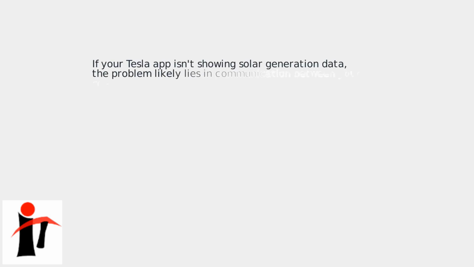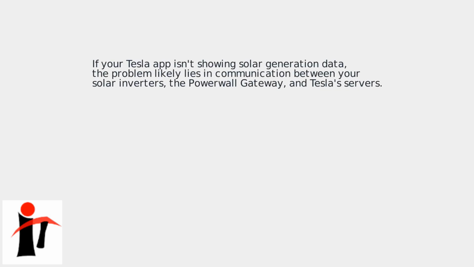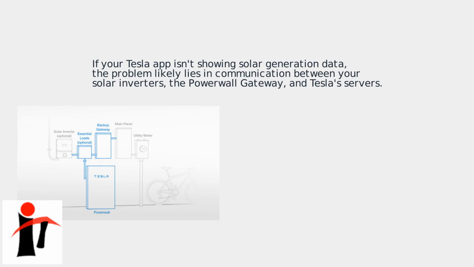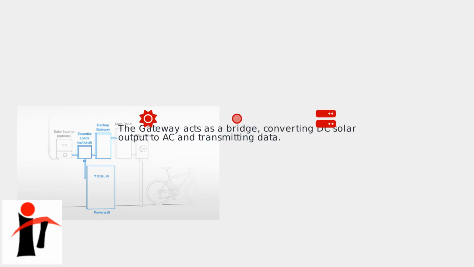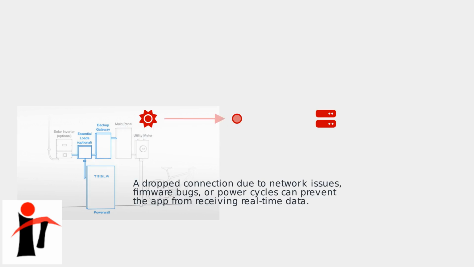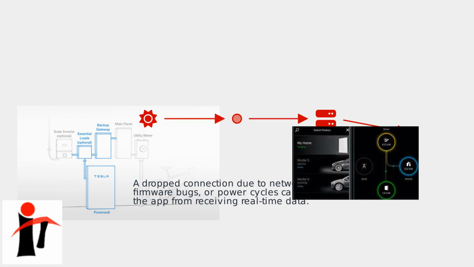If your Tesla app isn't showing solar generation data, the problem likely lies in communication between your solar inverters, the Powerwall gateway, and Tesla's servers. The gateway acts as a bridge, converting DC solar output to AC and transmitting data. A dropped connection due to network issues, firmware bugs, or power cycles can prevent the app from receiving real-time data.